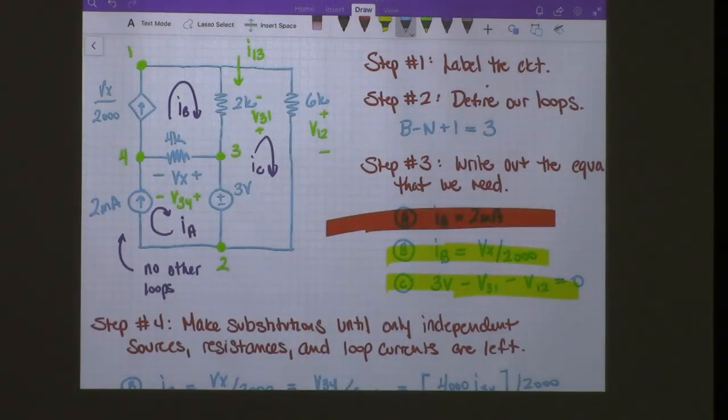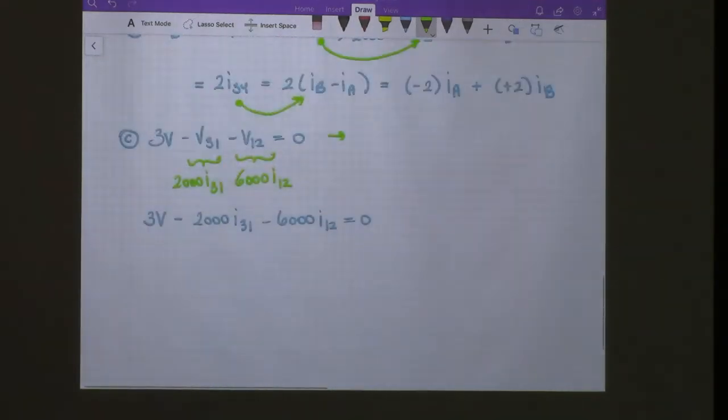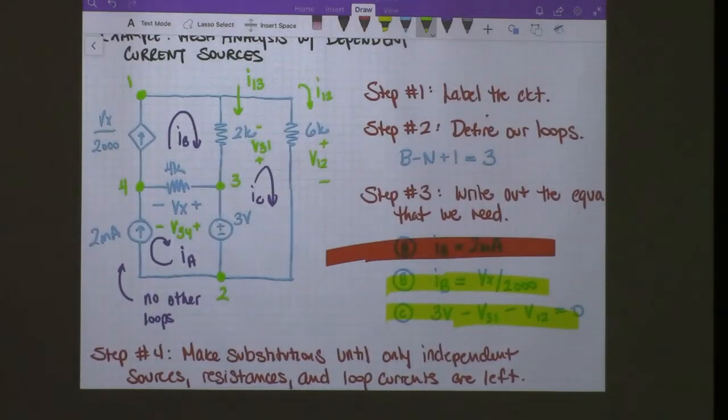Right, it goes like this. Right? Only one loop current touches that branch. That's IC. And it follows the same direction. So this here is equal to IC. I31. Okay. Looks like that.